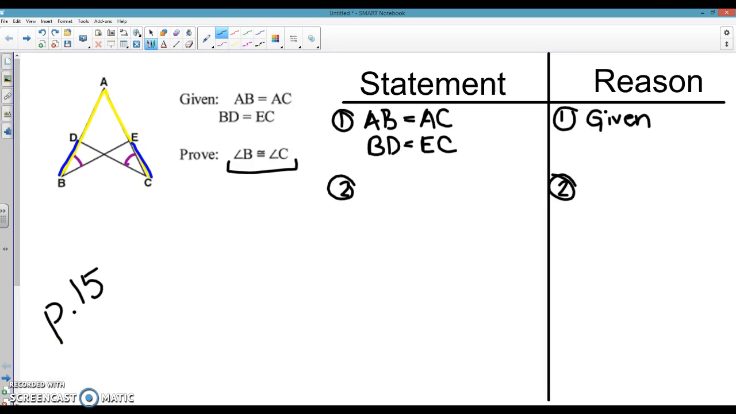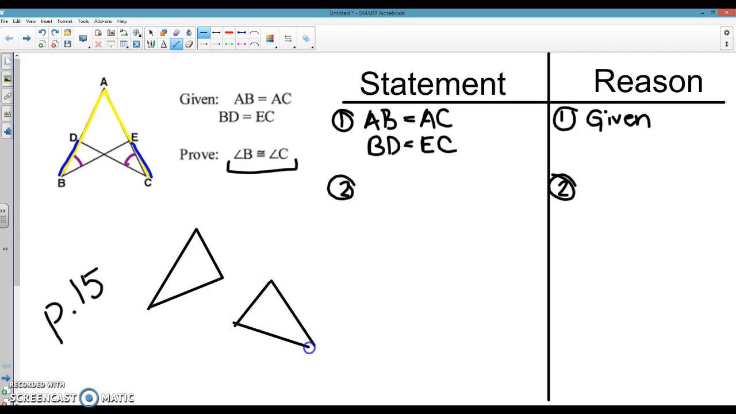Now, looking at this proof, I see two triangles that are overlapping. So to help us better visualize what corresponding parts we are considering, we're going to create two separate triangles to help visualize these relationships. So just go to the side and create two triangles the best that you can. So the two of them may look something like this.